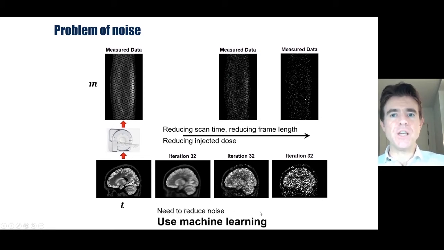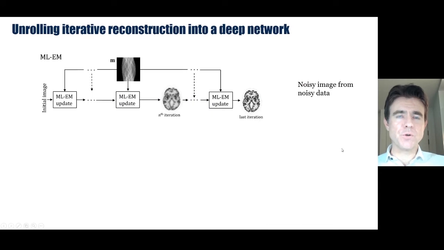Hence, the idea of can we use those deep networks, those machine learning methods that we've looked at for post-reconstruction, that we've looked at for direct reconstruction, can we somehow include those methods into this kind of iterative image reconstruction? And so that's what we'll be looking at next. So this is called unrolling iterative image reconstruction.